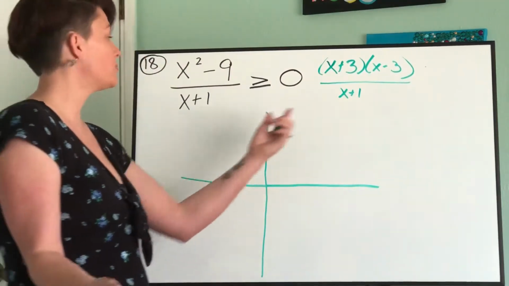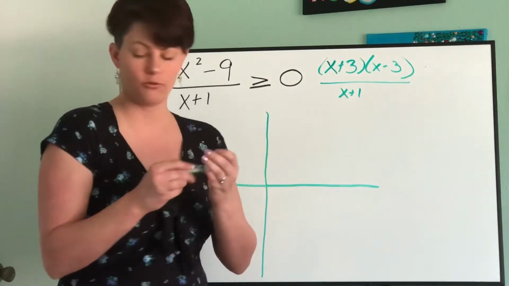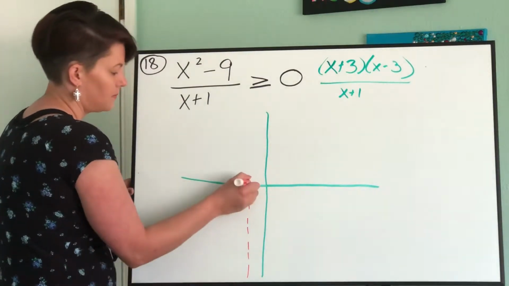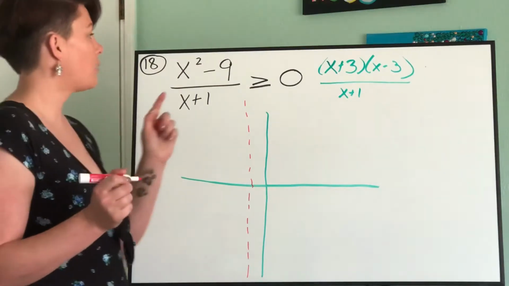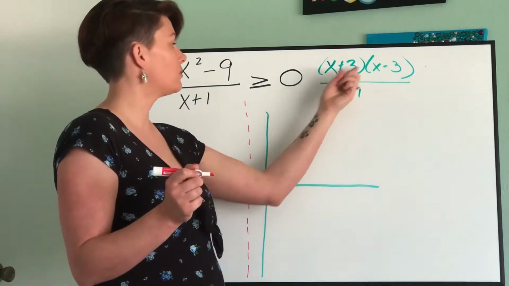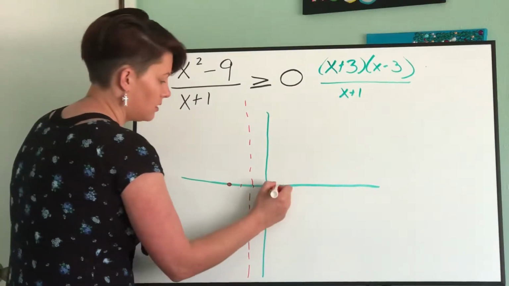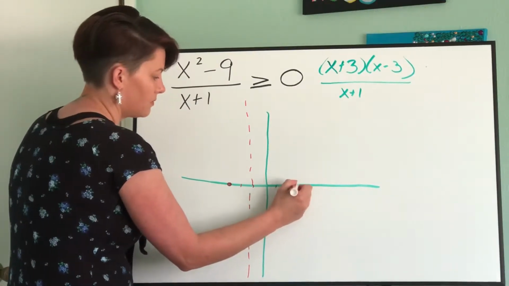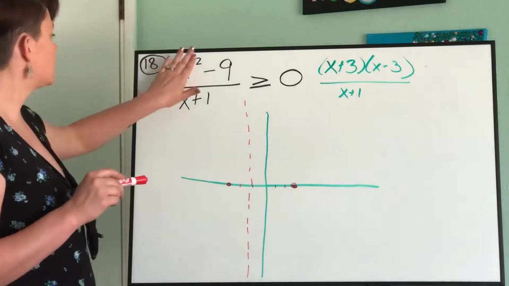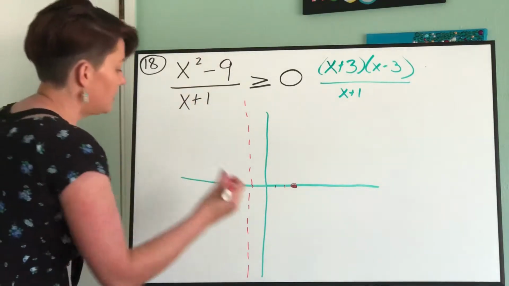We know that our vertical asymptote would be if we set the denominator equal to 0 and solved. So that would give us x equals -1. So our vertical asymptote would be at -1. We can get x-intercepts by setting the numerator equal to 0, so our x-intercepts would be at -3 and +3. We can get a y-intercept by just covering up the x terms, and what's left over is your y-intercept. So -9 divided by 1 is -9.